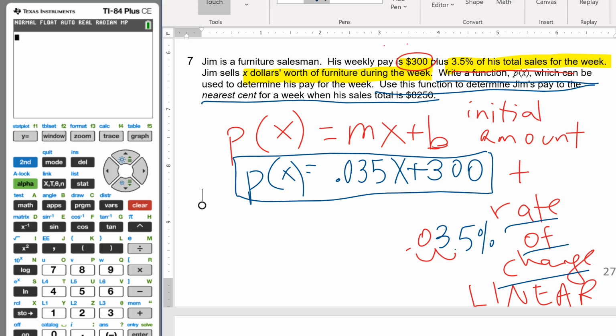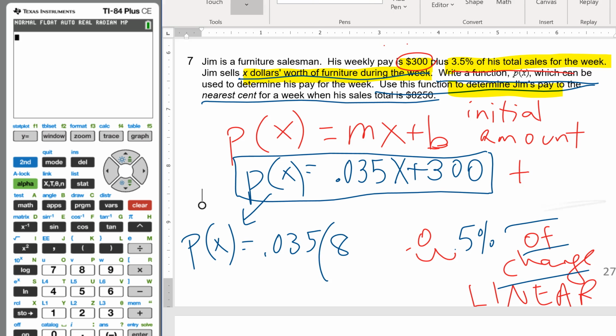Okay, next we need to use this function to determine Jim's pay to the nearest cent for a week when his sales total is $82.50. We want to be clear that we're using this function to determine Jim's pay, which means we don't know P of x, we're finding P of x. What we do know is $82.50, the dollars worth of furniture he sold during the week. That's clearly x. So we're going to plug in the $82.50.